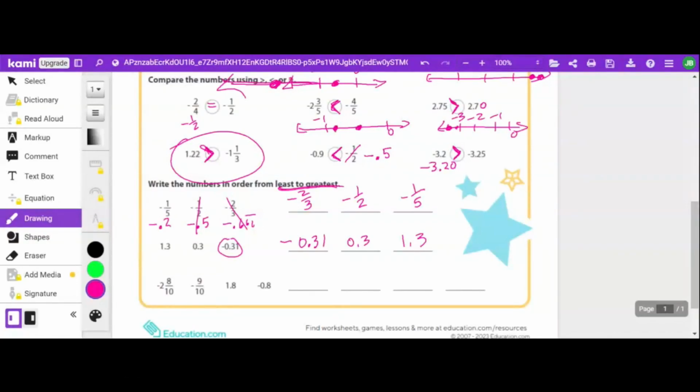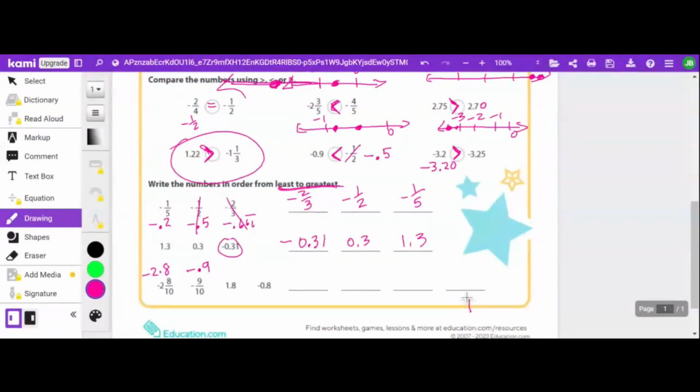All right, on this last one, we've got some fractions and some decimals. So to me, the best thing to do is change everything to decimals. Negative 9/10 is negative 0.9. That 10 tells us we're in the tenths place, one decimal place. And this is negative 2.8. So we have three negative numbers and one positive number.